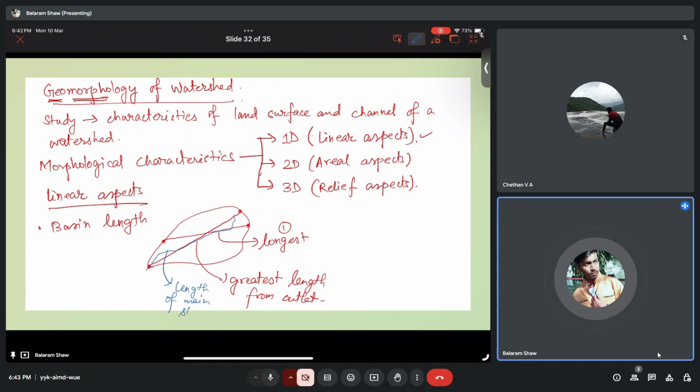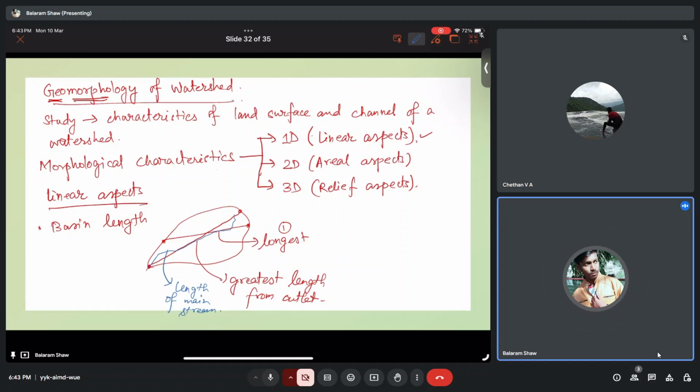So based on how you define the basin length, you can consider that basin length. This basin length can be defined in all three of these ways. Most common is the whole length of the mainstream. We consider that as basin length. Basin width is perpendicular to the basin length that we have considered.